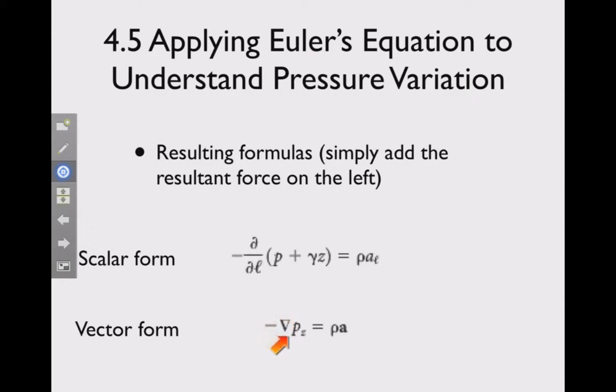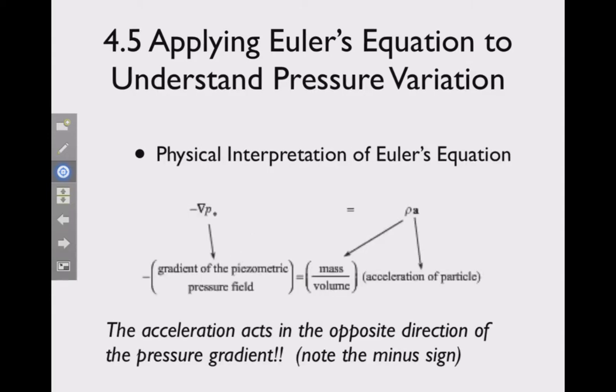Basically, this is a gradient symbol, and this is the spatial variation of the pressure in the fluid. Note that because of the minus signs in both the pressure force and the weight of the parcel, this is in the opposite direction of the acceleration. So let's take a look at some cases. Let's look at the physical interpretation.